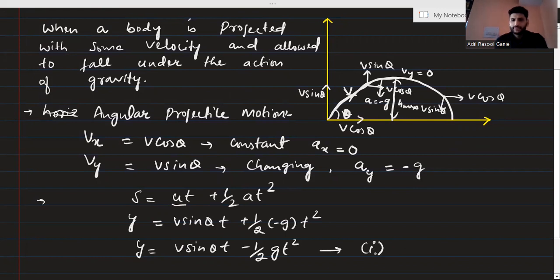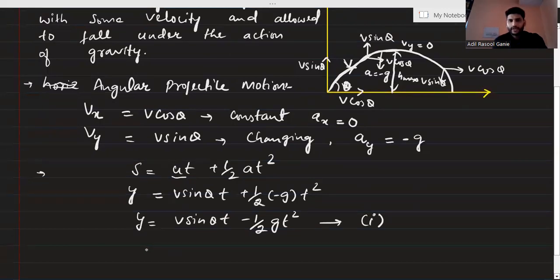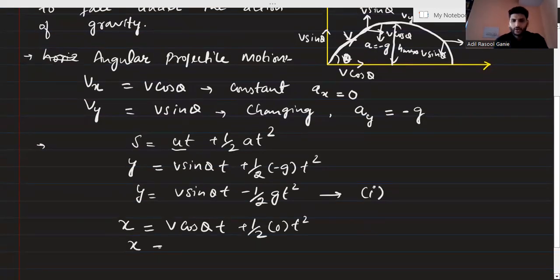Let me call this equation number 1. Similarly, what would be the displacement along the x direction? Here the initial velocity is v cos theta, times t, plus half times the acceleration along the x-axis, which is 0, into t square. So we get the displacement along the horizontal direction, or along the x-axis, as x equals v cos theta into t. This is equation number 2.